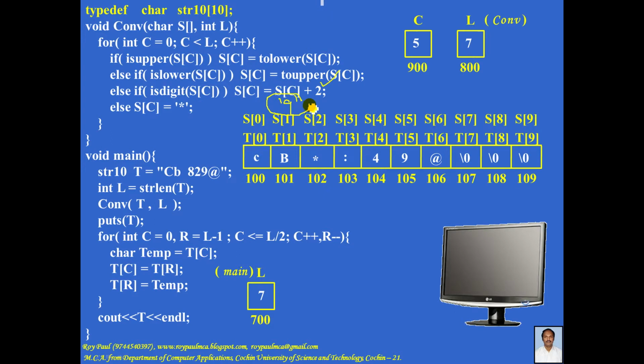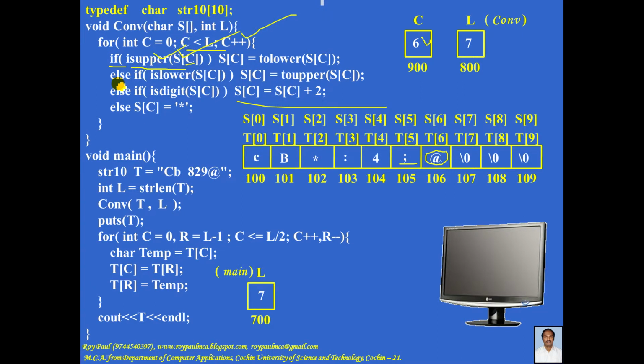So the ASCII value for 9 is added with 2. For 0, the ASCII value is 48. So for character constant 9, 48 plus 9, 57. So 57 plus 2, 59. That comes at S of 5. So your S of 5 contains 59. But 59 will not come here because it's an array of characters. The character equivalent for 59, which is semicolon, comes here. Now after this, C plus plus, C becomes 6. Now 6 less than 7, condition true, it comes inside. C is 6. Now S of 6, it is at the rate, is upper at the rate 0.